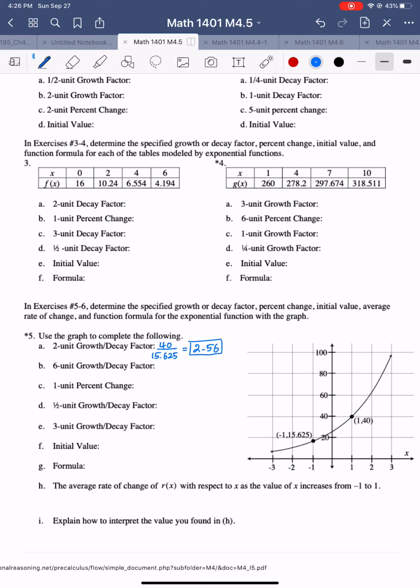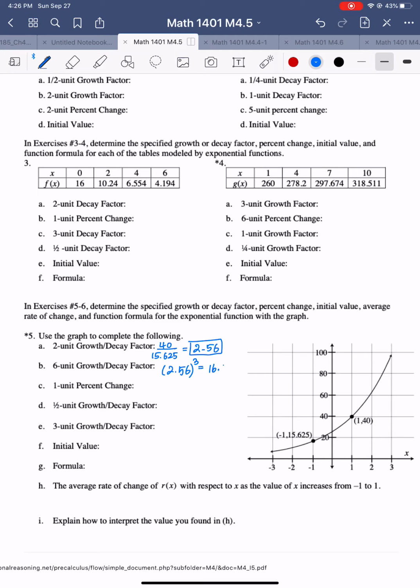Now I need to find the 6 unit growth factor, but the 6 unit growth factor is 3 times the 2 unit growth factor. So in order to find it, you just need to use 2.56 as the 2 unit growth factor and then cube it because of 3 times, okay? Now I got 16.777.